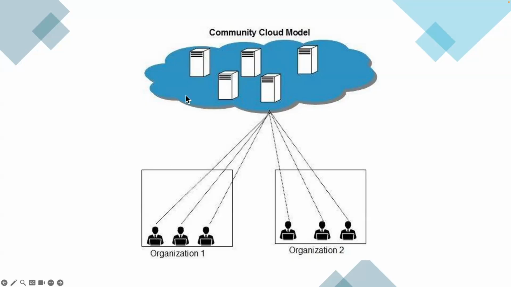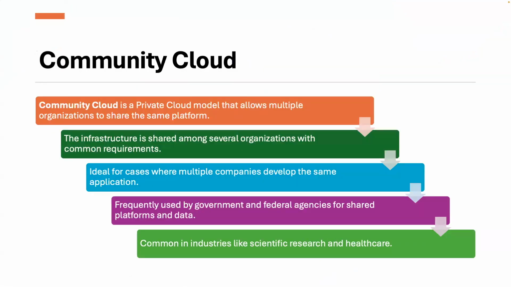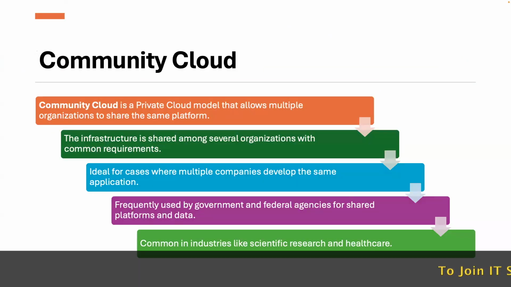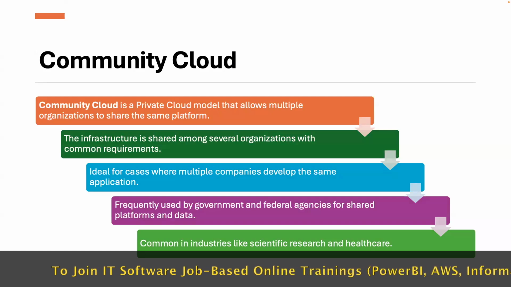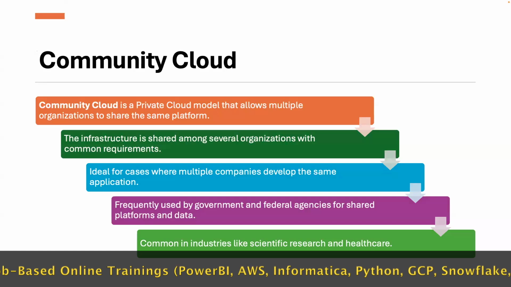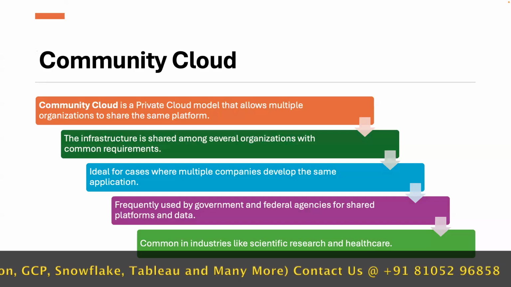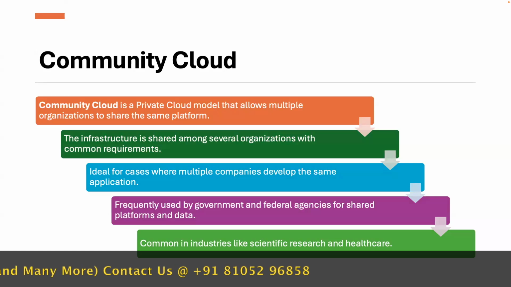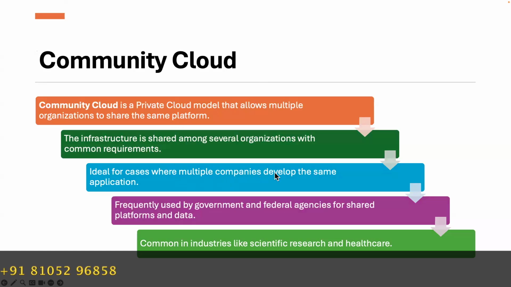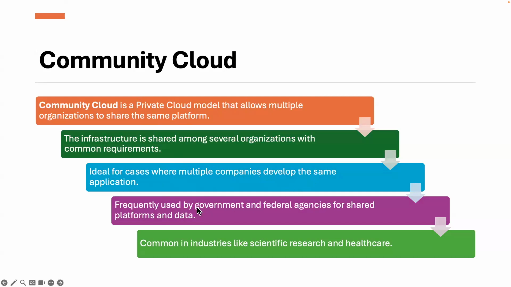But in public cloud, anybody can host it. Like we are going to do that as part of the course. But here it is more than one organization. This is called community cloud. So this is again as part of introduction. It's not our focus area, but you should know the classification or deployment models of cloud: public, private, hybrid, and community. These are some features, ideal for multiple companies who develop the same application, and government organizations can use community cloud.